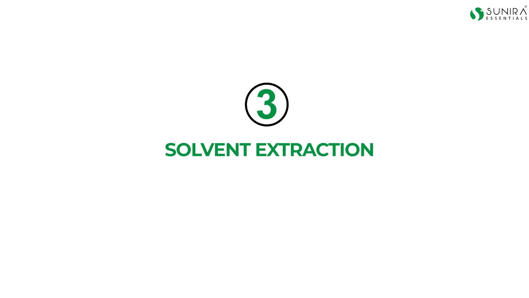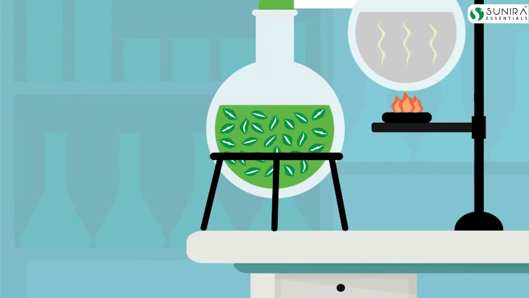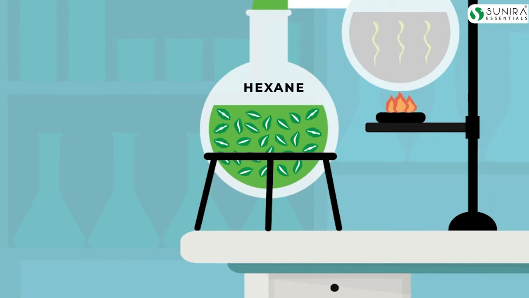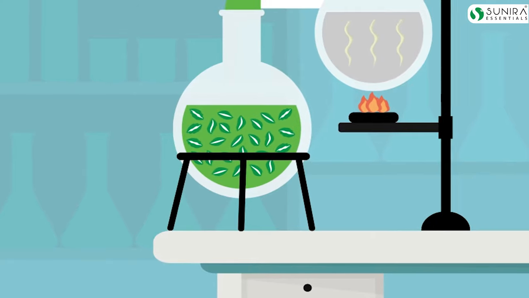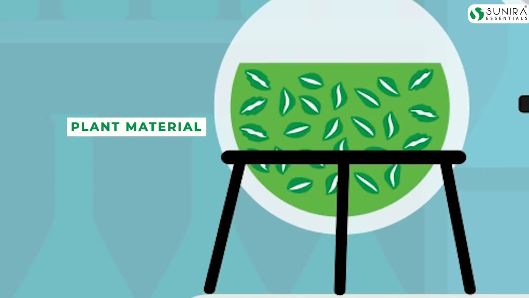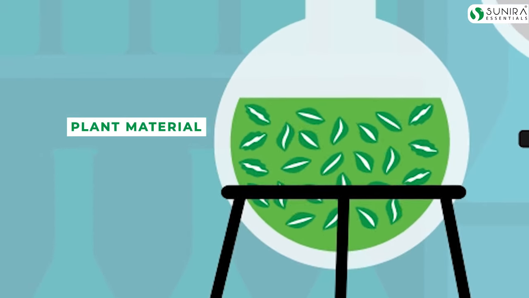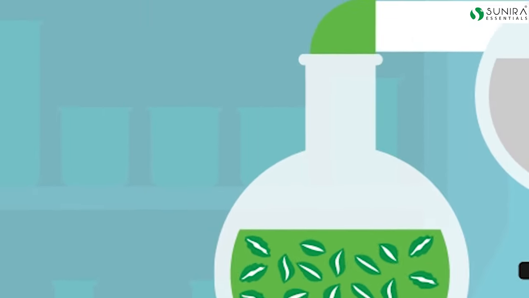The third extraction method of essential oil is solvent extraction. This process is mainly used for plants having low concentration of aromatic oils and that are also resinous in nature. In this method, a food-grade solvent such as hexane and ethanol is exposed to the plant material at a specific temperature and pressure. This process of extraction is completed in 2 steps. In the first process, when hexane is mixed with the plant material, we get a resinous mixture as an outcome. This mixture is called concrete.